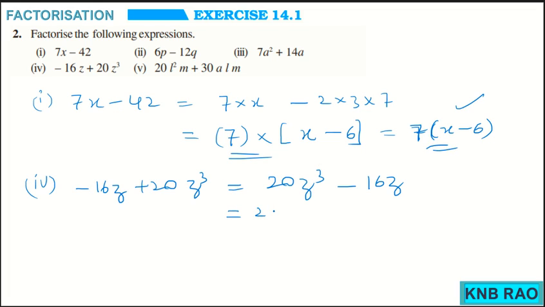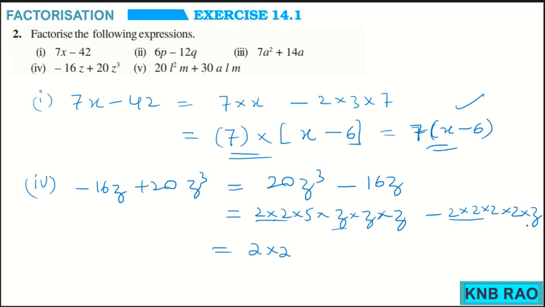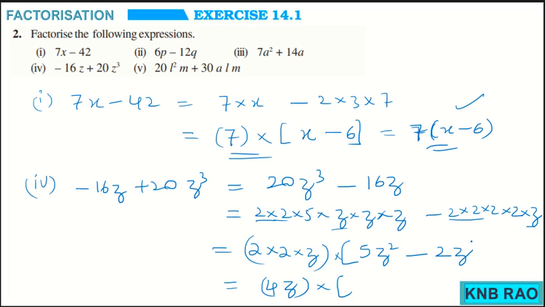Now in 20z cube you have 2 into 2 into 5 into z into z into z, and minus 16z can be written as 2 into 2 into 2 into 2 into 1 times z. So here you could observe 2 two times as common, and 1 z being common, so I will take that out, which means I am taking out 2 2s are 4, 4z as common. Children, now what is left over here? 5z square minus 2z is left over. So the factorization of this fourth one is 4z times 5z square minus 2z. So this is factorization. Okay.